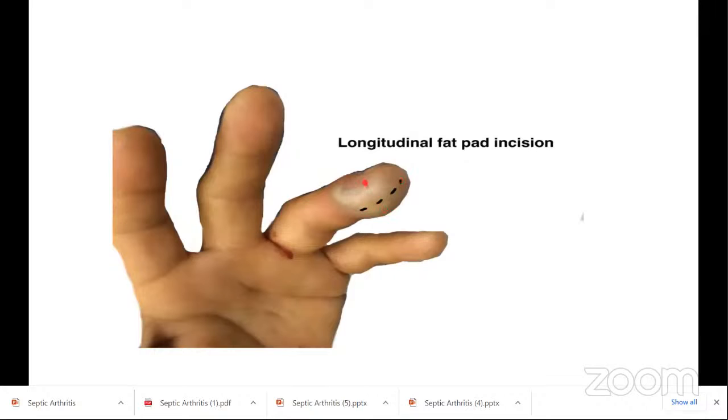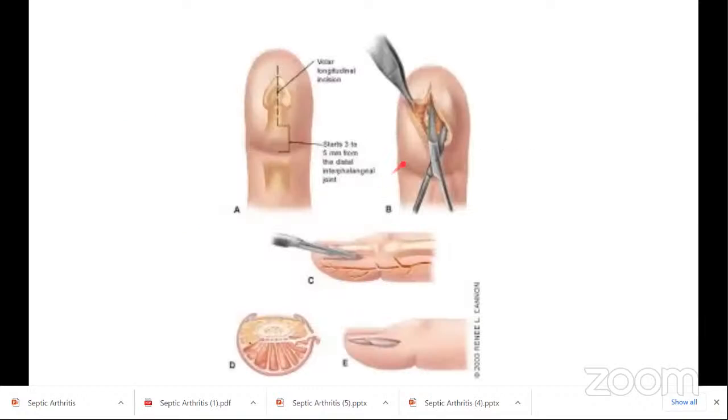Don't do any transverse incision. A longitudinal incision either here, or most commonly the incision is done here. You know why? If you put a longitudinal incision in the midline here and the scar becomes painful, the tip is very, very sensitive. So generally we avoid putting an incision here. Best would be to put an incision longitudinally along the side. Okay? Here. This is what it is showing here.